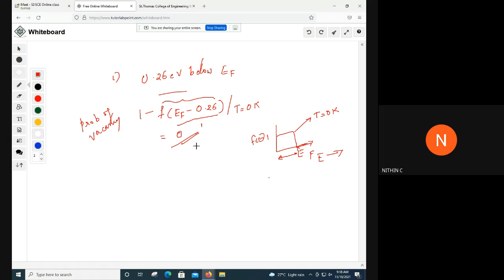Okay, fine. You do the next part. What is the probability of vacancy at 300 Kelvin? Do that. What is the probability of vacancy at 300 Kelvin? Don't make mistakes. It's asked like probability of vacancy at 300 Kelvin.